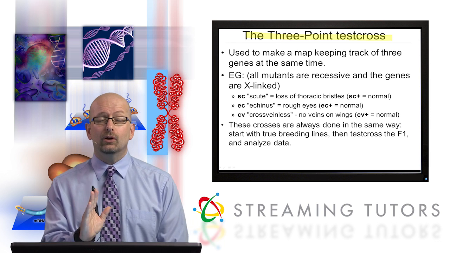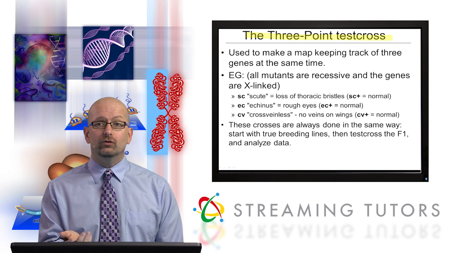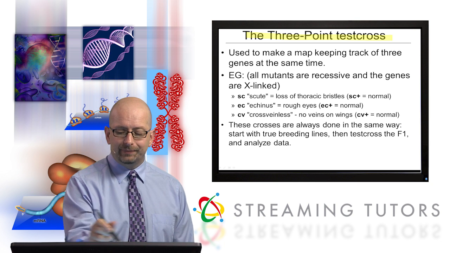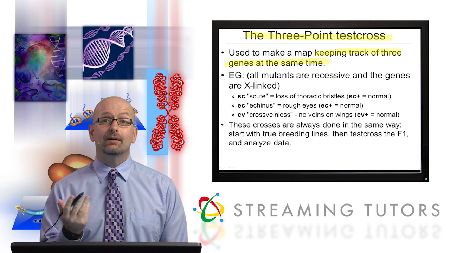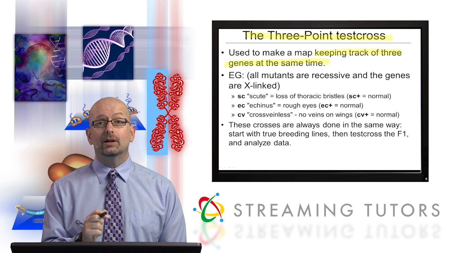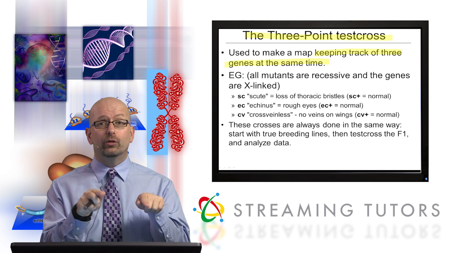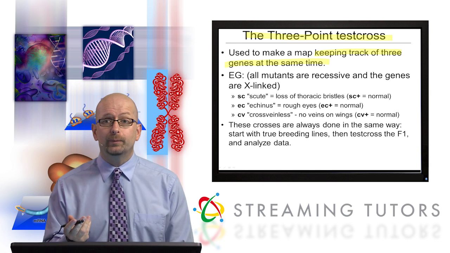So it's really, look, the good news is the idea of this is pretty much the same as what we just did. We're trying to construct a genetic map, but we're doing it keeping track of 3 genes at the same time instead of 2. This makes it a little bit more complicated, but it also allows us to construct a map with 3 loci and their relative positions, which is a great thing to do.